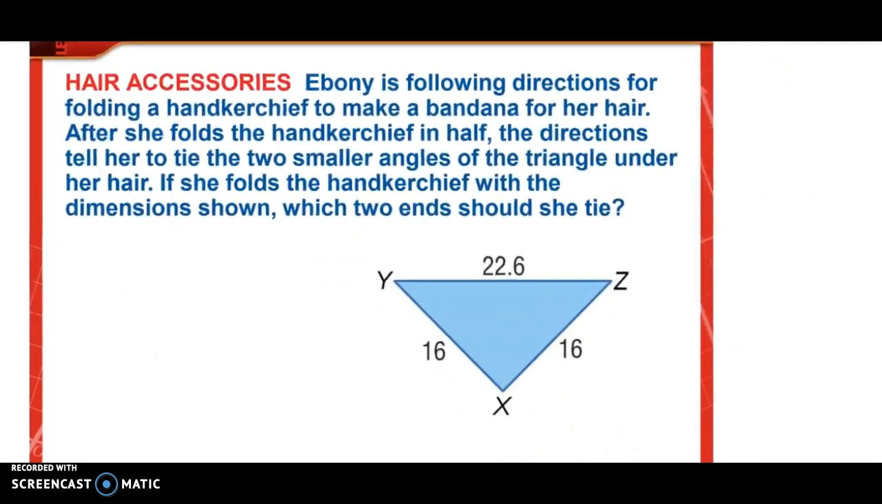Okay, Ebony's making a handkerchief, and it turns out that she's folded it in half, and the directions say to tie the two smaller angles of the triangle under her hair. So the two smaller angles are going to be the ones across from the 16. That would be angle Y and angle Z.